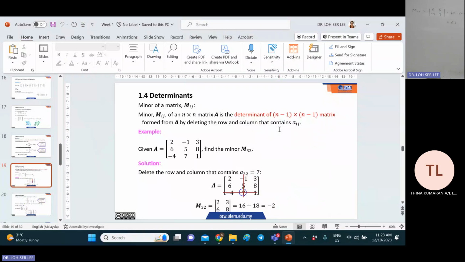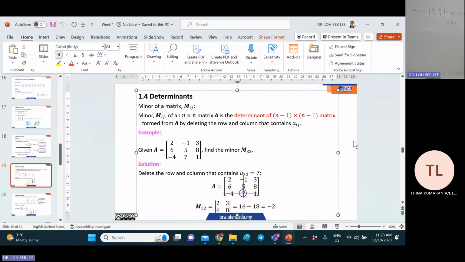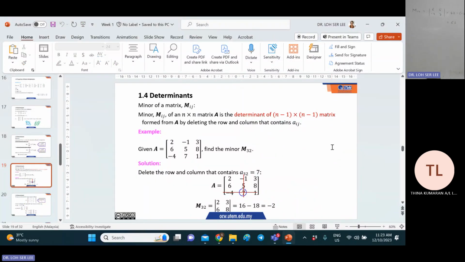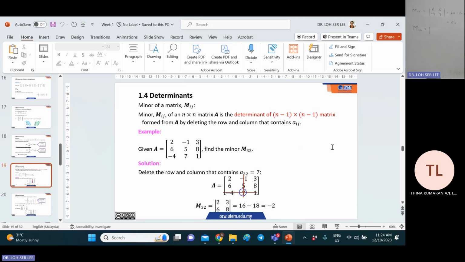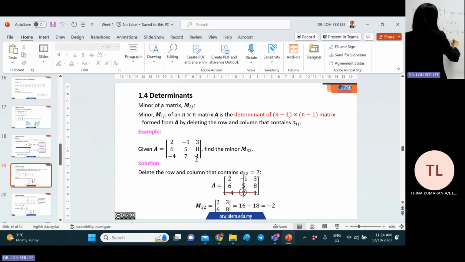So if, sorry, M22. M22 is this one, 5, right? So you remove this and this. So what do you have? 2, 3, -4, and 1. So AD minus BC, which is 14.